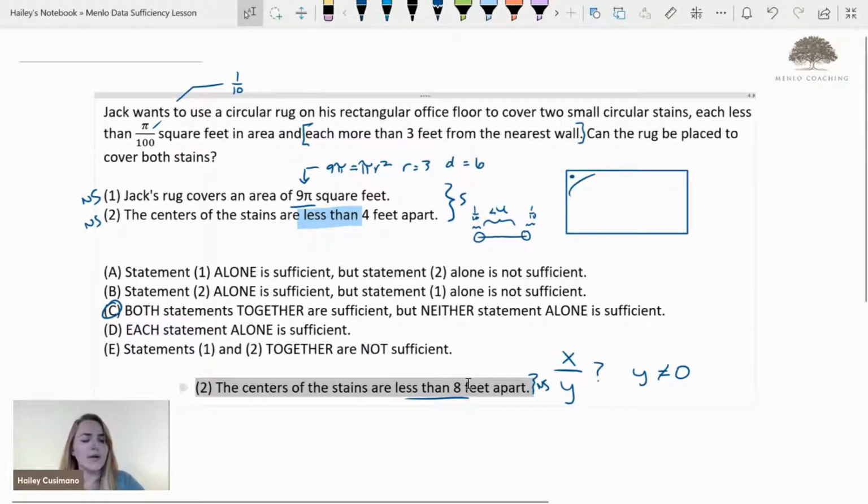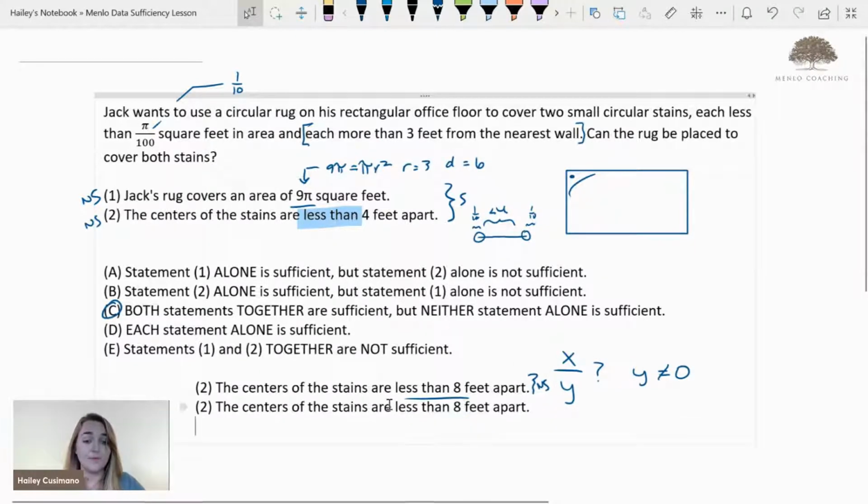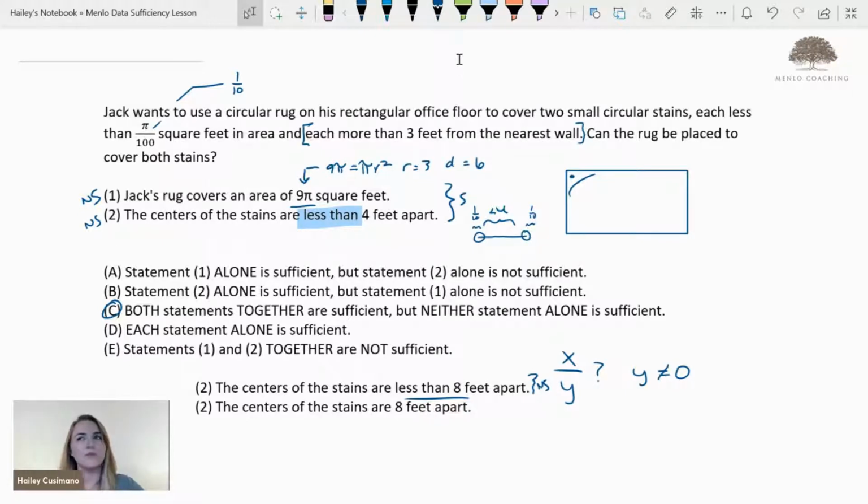So one more quick hypothetical here. What if instead they told us that the centers of the stains are 8 feet apart? How would my answer to the question be different then? The centers of the stains are 8 feet apart. I'm getting at something here, I promise.